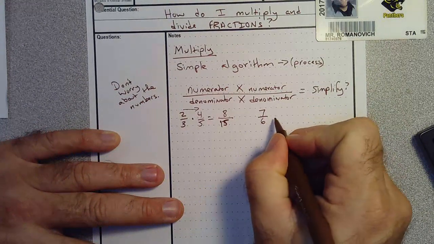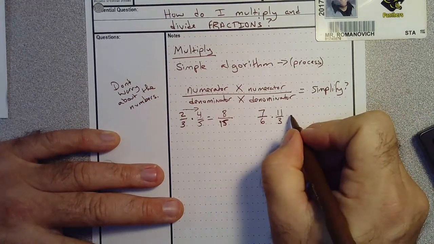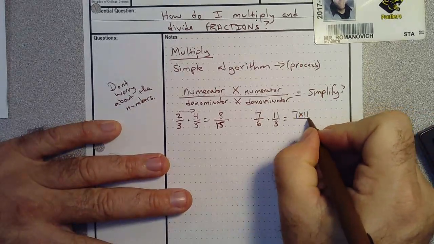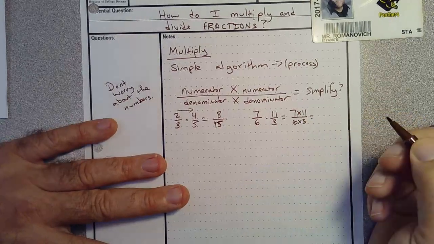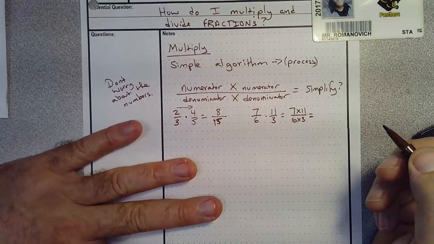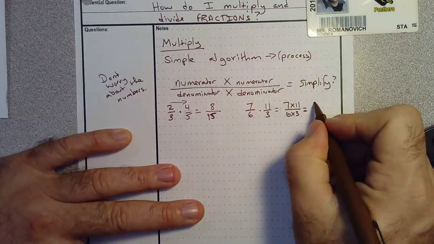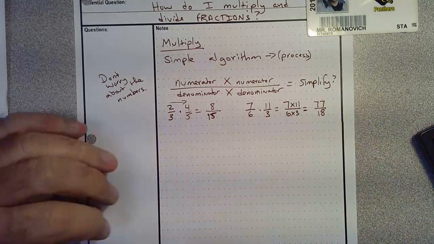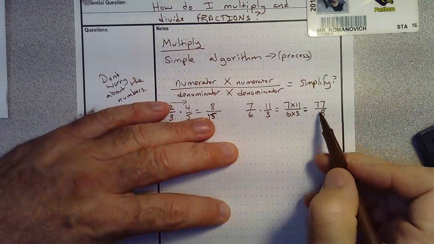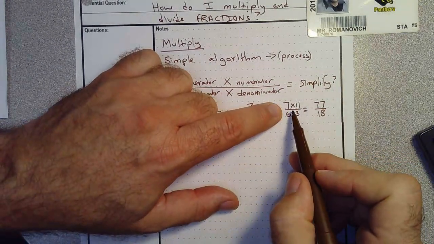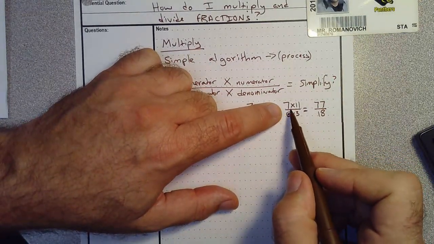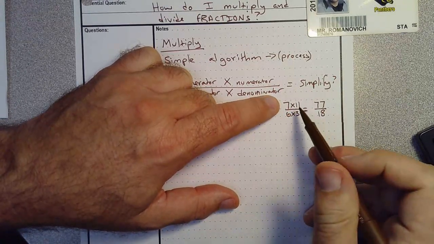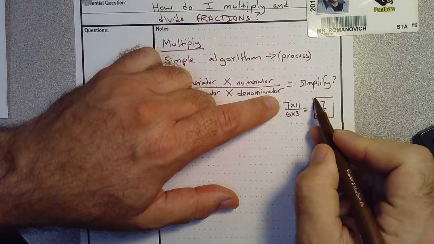I got 7/6 times 11/3. I mean, I could put a middle step in here and write 7 times 11 and 6 times 3, but I don't know why we're wasting the ink or pencil lead for that. 7 times 11 is 77. 6 times 3 is 18. I could check to see if these have a common factor, but 7 and 11 are prime, so they have no factors besides themselves. And 6 and 3 don't go into 7 or 11, so this should be done.